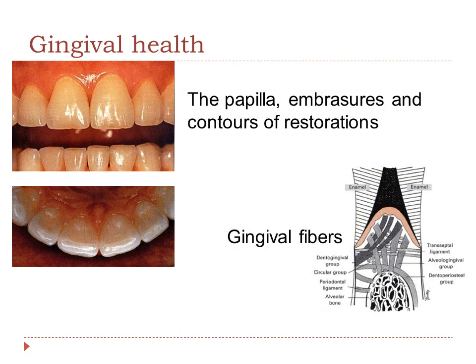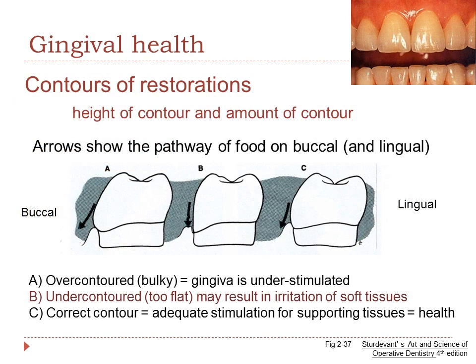Health of the gingival tissue often depends on obtaining a physiologic contour of the restoration. If we over-contour a restoration, bulky in the gingival third, the tissue can react with inflammation because it is understimulated. If we under-contour a restoration, too flat in the gingival third or too bulky in the middle third, the tissue can react with inflammation because it is overstimulated.